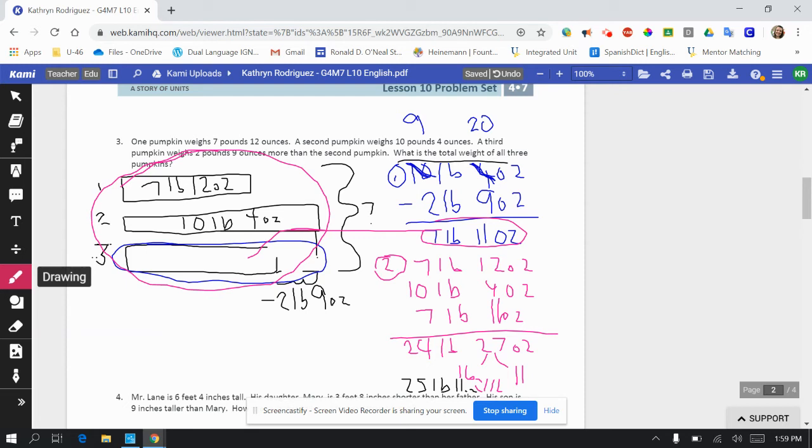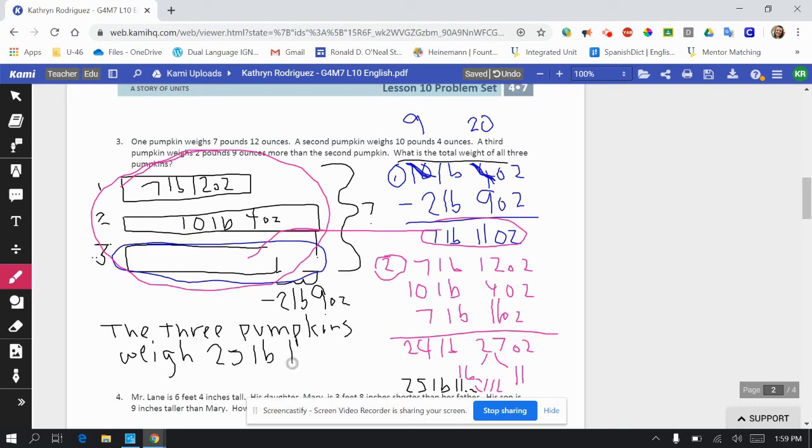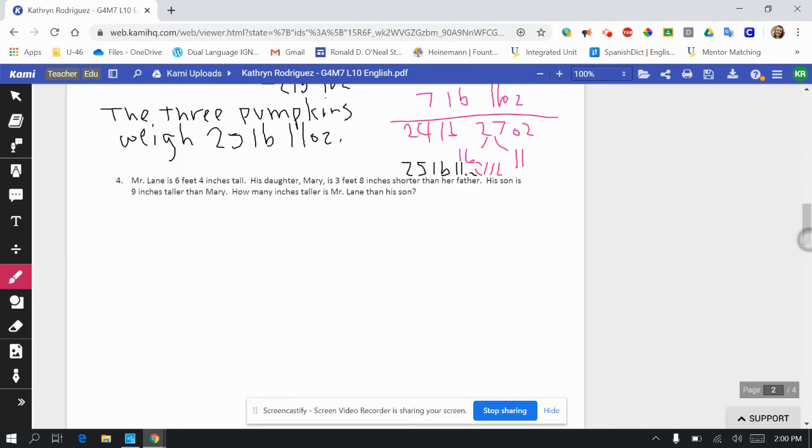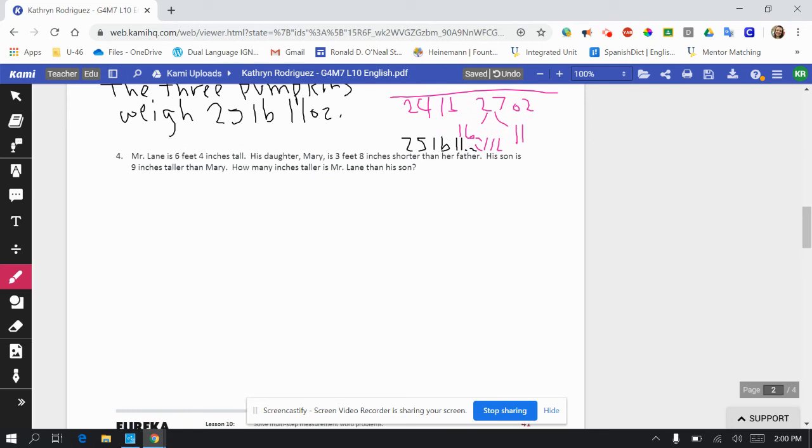All right, the total weight of all 3 pumpkins. So the 3 pumpkins weigh 25 pounds, 11 ounces. All right, on to number 4. This is the last one for this problem set.